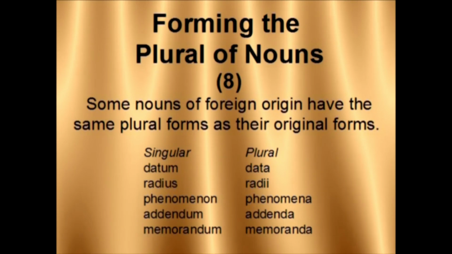Number 8. Some nouns of foreign origin have the same plural forms as their original foreign ones. Examples: for singular, datum; for plural, data; radius, radii; phenomenon, phenomena; addendum, addenda; memorandum, memoranda. Memorandums is now also acceptable.